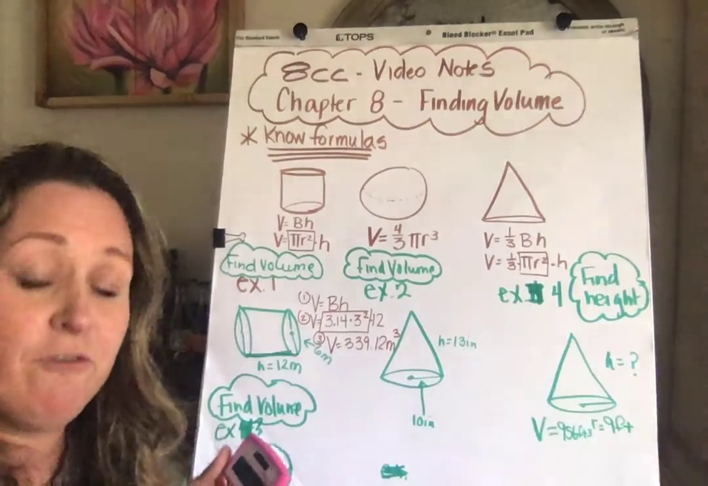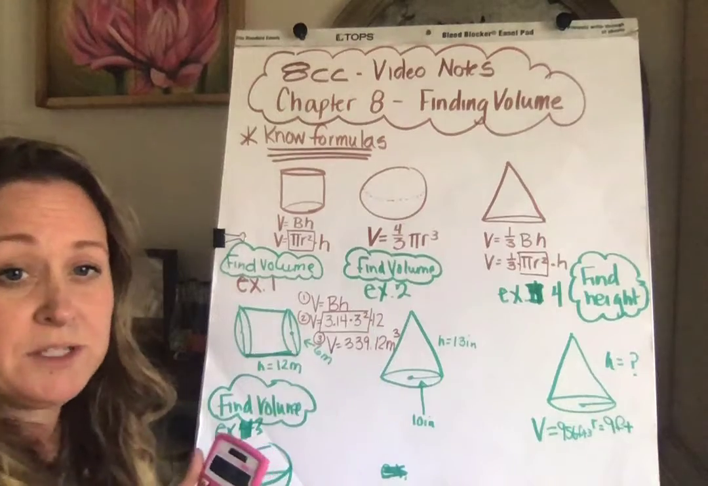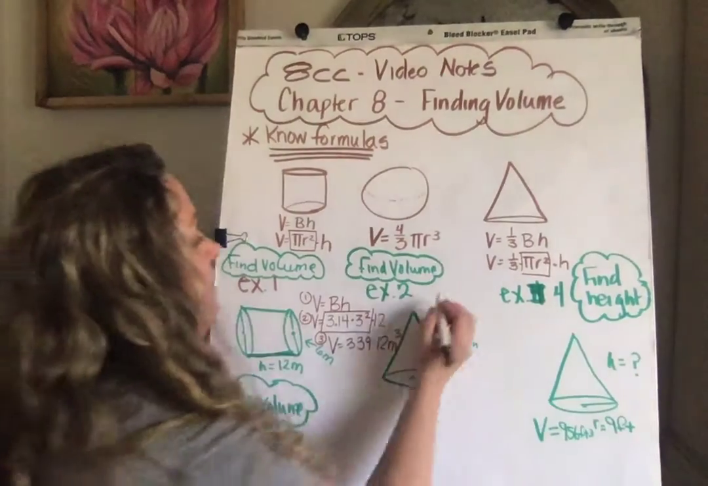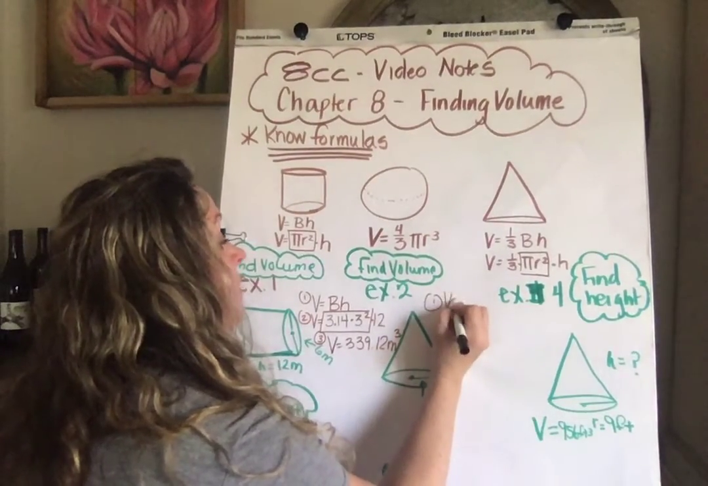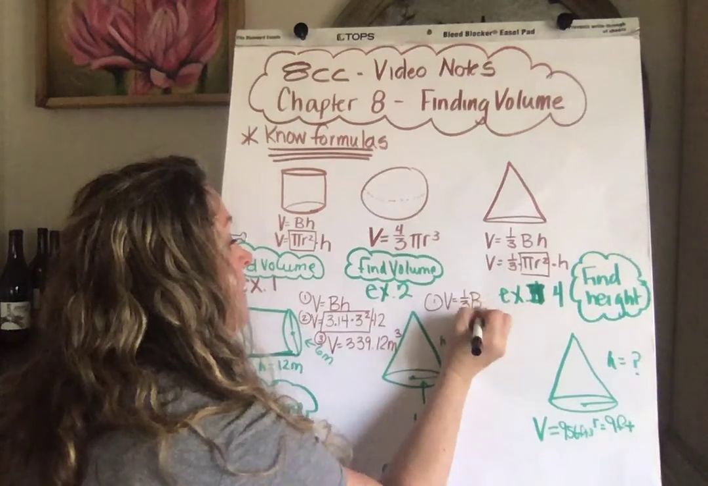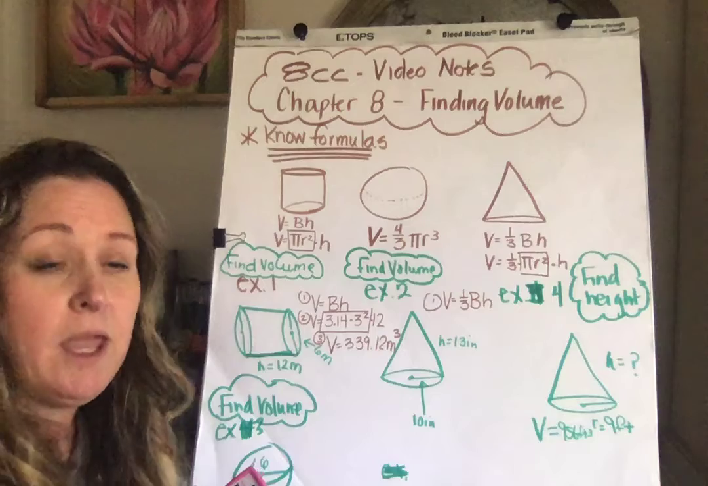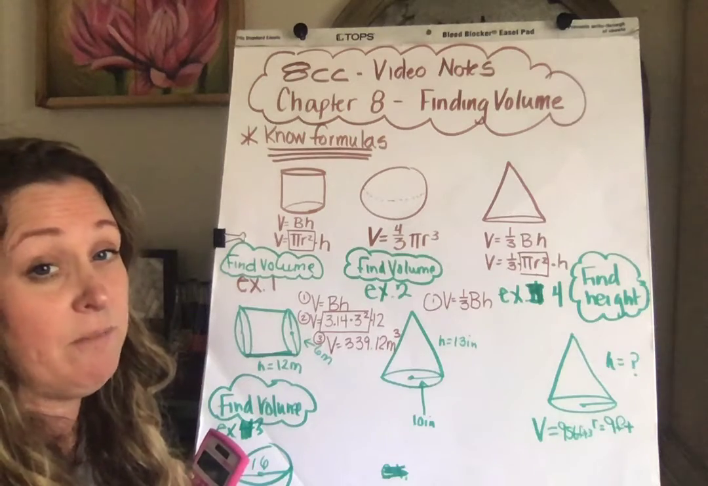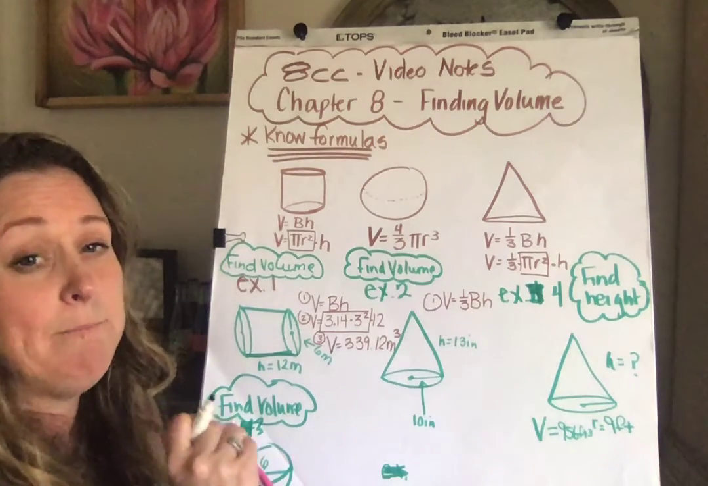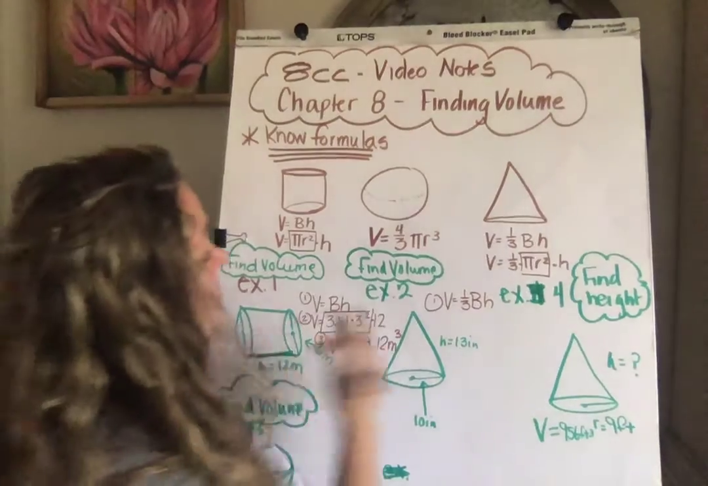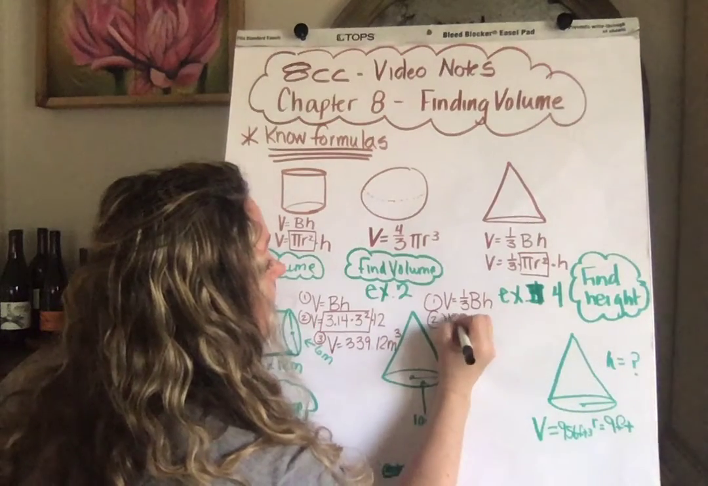Each one of your volume formulas should be in 3 steps. Number 2, I'm going to write my formula. Volume is 1/3 big B times h. Be very careful that you're using a big B, not a small b, because a big B means area of the base. A little b means a base length. So now I'm going to plug in what I know.